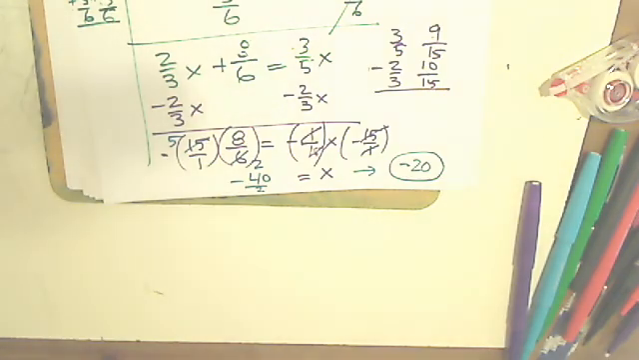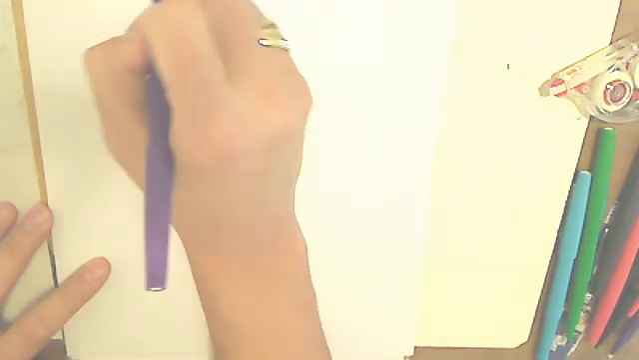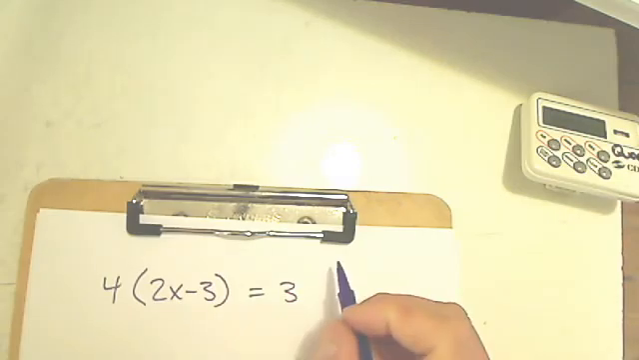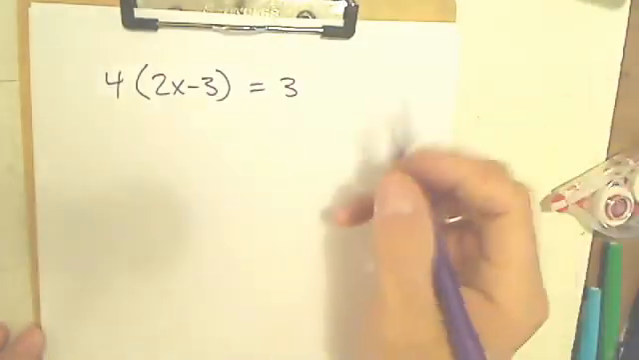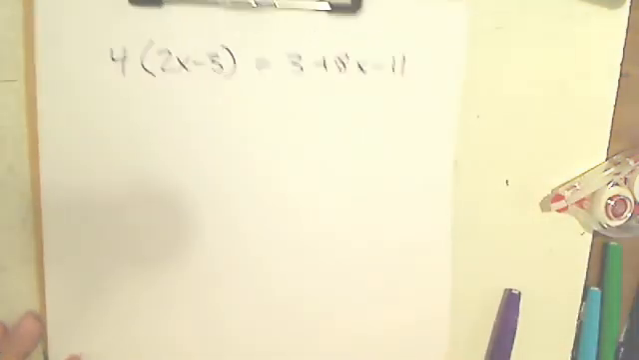Let's do one more. One more problem and we're finished. And then Sarah Jo, I'll look at yours. 4 times 2x minus 3 equals 3 plus 8x minus 11.